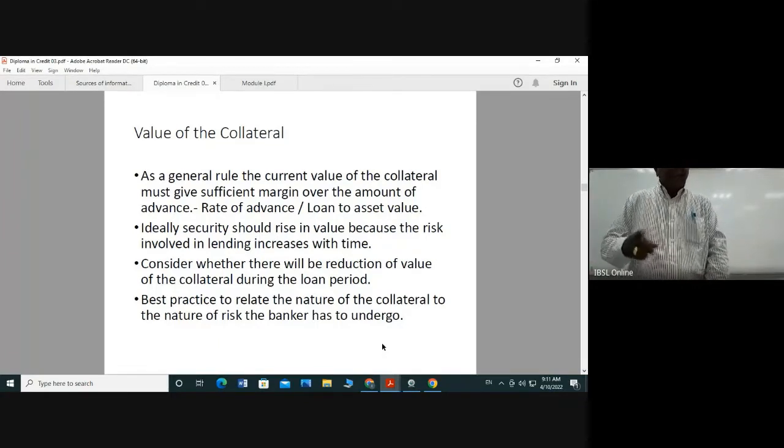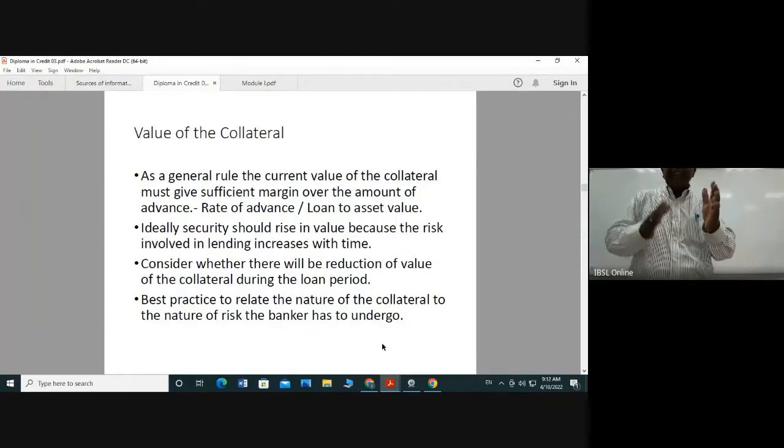Consider whether there will be a reduction of value of the collateral during the loan period. Even the central bank instruction says you must periodically revalue the collateral. Central bank instruction is there. So you consider whether there will be a reduction of value of the collateral during the loan period.